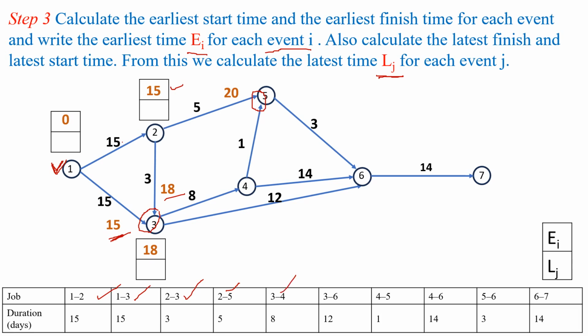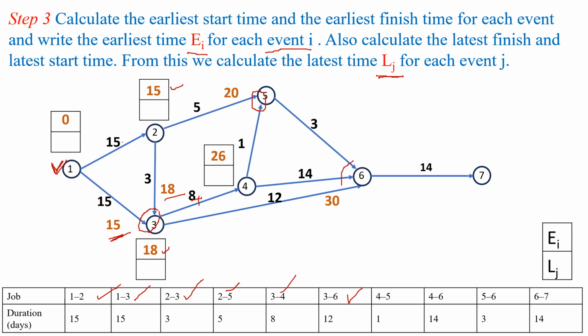So next we have to observe the activity 3 to 4. Start time is 18 and finish time will become 18 plus 8, that is 26. And next we have to look at the activity 3 to 6. Start time is 18 and finish time will become 18 plus 12, that is 30.